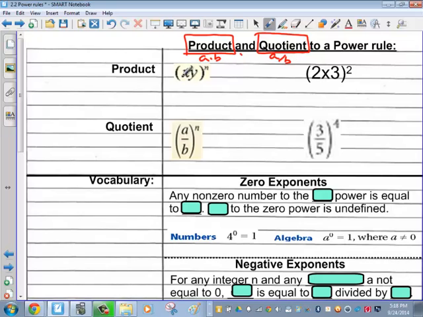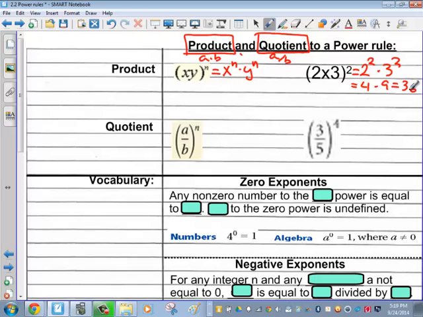Say we have x times y to the n power. Well, that's the same thing as x to the n power times y to the n power. Okay, so if I take that idea and I apply it over here for this 2 times 3 to the second power, this is the same thing as 2 to the second power times 3 to the second power, which is the same thing as 4 times 9, which is the same thing as 36.